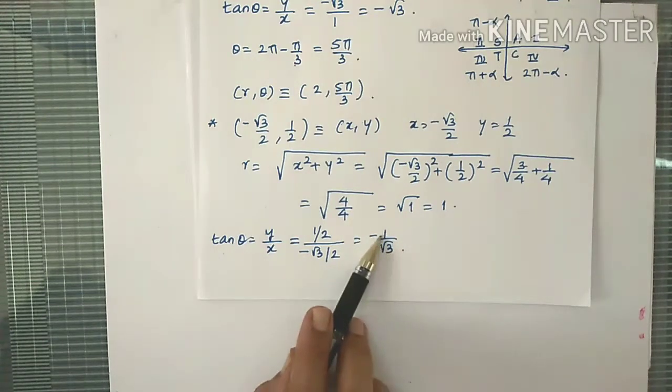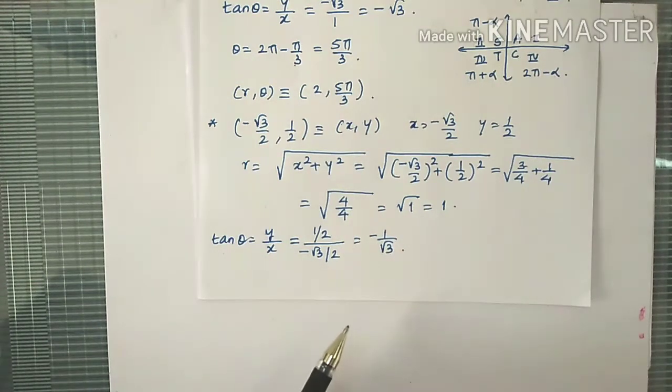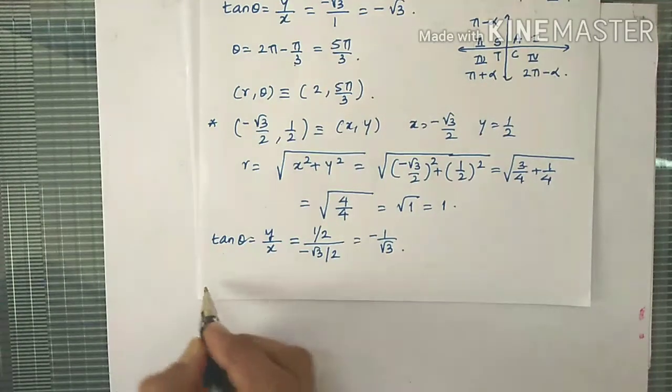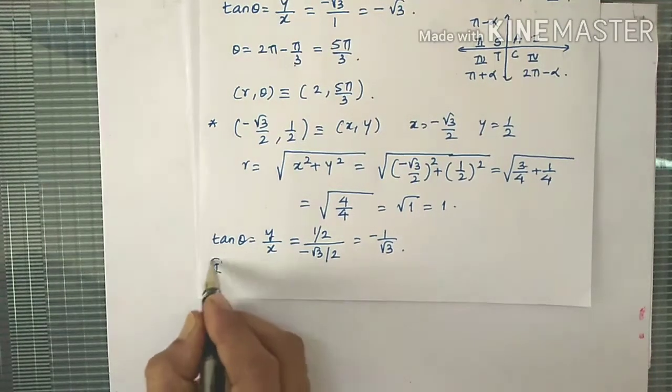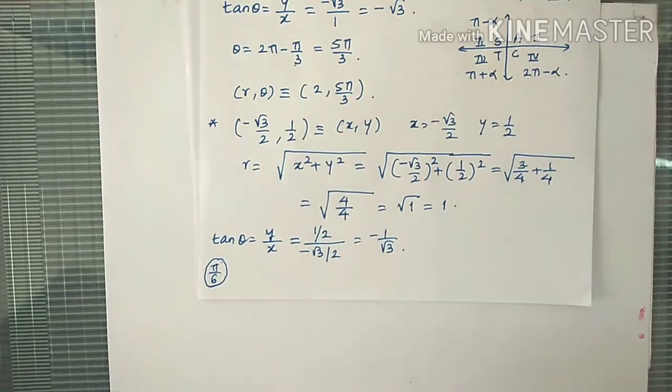Neglecting the sign, we get 1 by root 3. Now tan of 30 degrees is 1 by root 3. 30 degrees is pi by 6. Okay, so we have the angle as pi by 6.